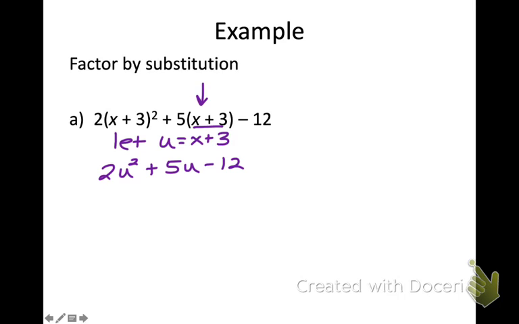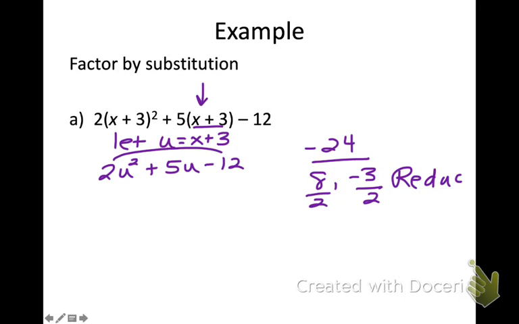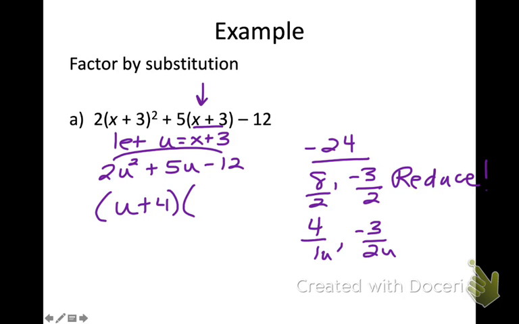Now I have a pretty simple looking trinomial to factor. So I'm going to go ahead and factor that. I'm going to do 2 times negative 12, which is negative 24. Factors of negative 24 that get me to positive 5 would be 8 and negative 3. Put over my leading coefficient of 2. Reduce, reduce, always reduce. So that goes to 4 over 1, negative 3 over 2. And my variable in this case is U. So now we get the binomial U plus 4, and a binomial 2U minus 3.